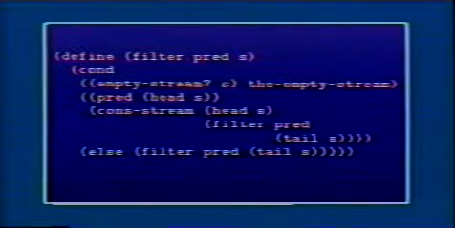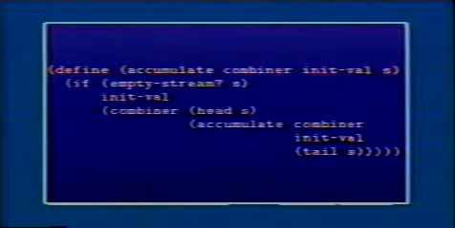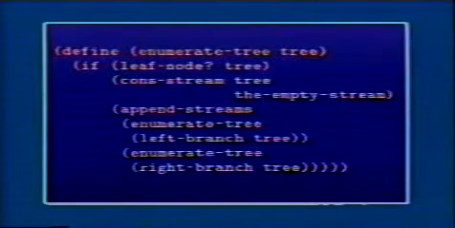They're all in the book, and you can look at them. Let me just flash through. Here's accumulate. Accumulate takes a way of combining things and an initial value and a stream and sticks them all together. If the stream's empty, it's just the initial value. Otherwise, we combine the head of the stream with the result of accumulating the tail of the stream starting from the initial value. So that's what I'd use to add up everything in the stream. I'd accumulate with plus.